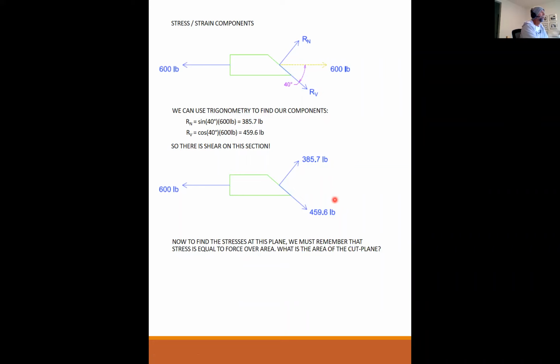Shouldn't the y component be negative? Which one are you saying is the y component, the normal or the shear? The shear. Okay.